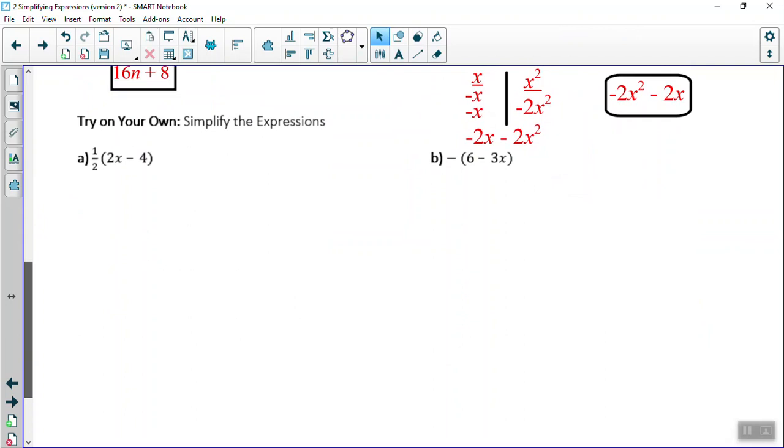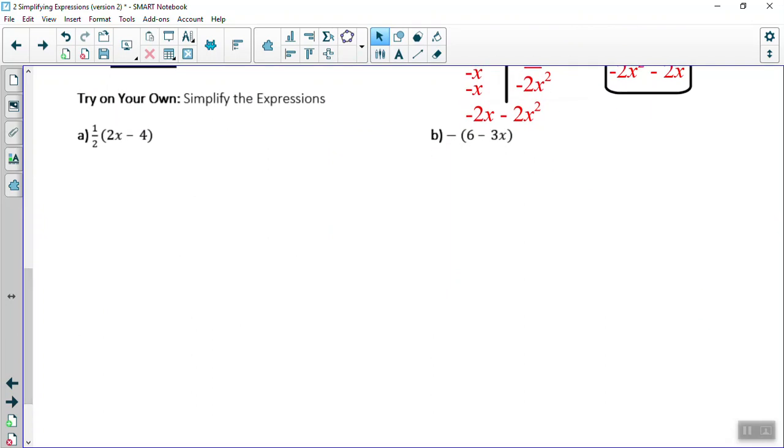All right, so come on down here, and I want you to try these two on your own. This one has a fraction. Be careful on this one. I don't have a number written here. There's just a negative sign. So I want you to think about what number could actually be here. Okay? What number could actually be there if none is shown?